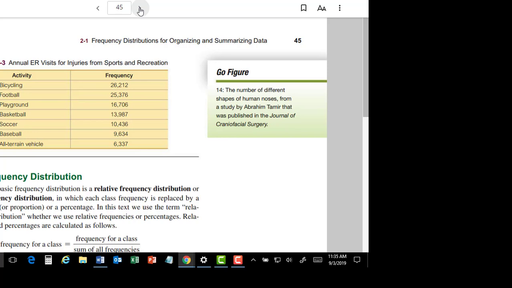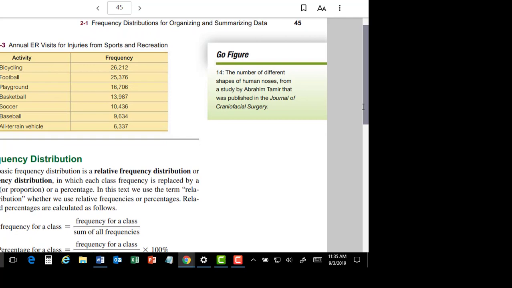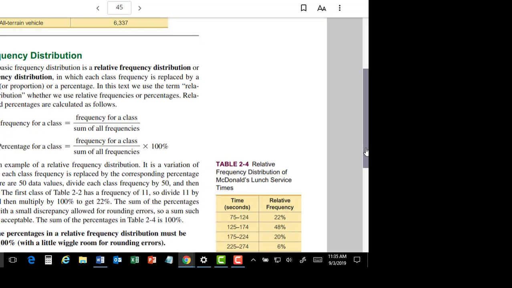Anyhow, look what happens now. This is a relative frequency. So we take each frequency class, that's your tally, and divide by the total frequency. That's your sample size. And then this is the percentage when you multiply by 100. That just gives you the same number as a percentage. So let's go on down.